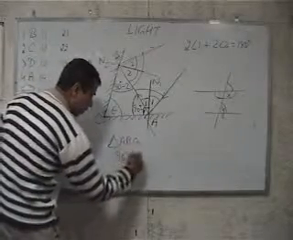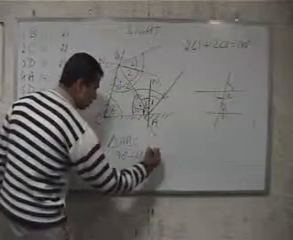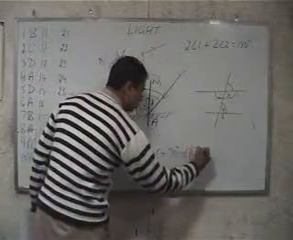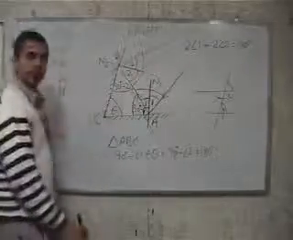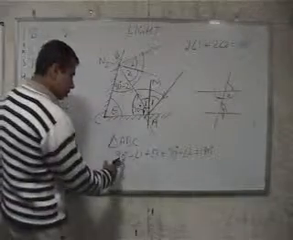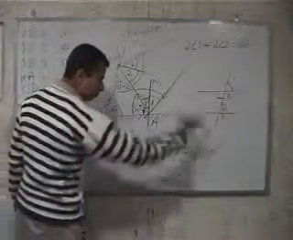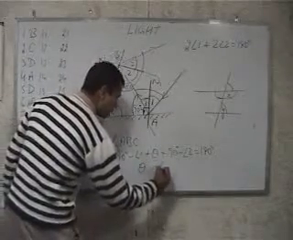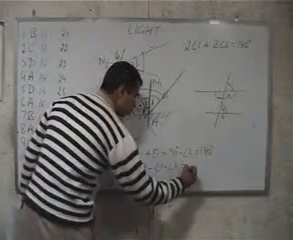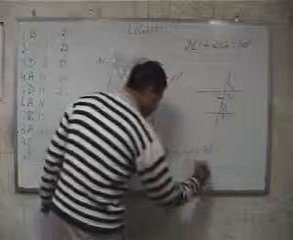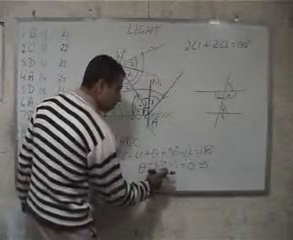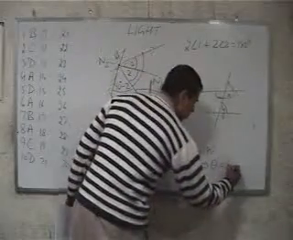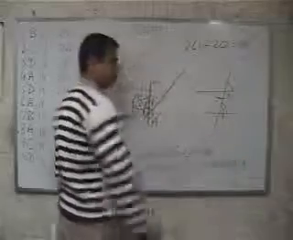90 degrees minus angle 1 plus theta plus 90 degrees minus angle 2 should be equal to 180 degrees. This 90 plus 90, 180, if we take it on the other side, it will become 0. So what we will get? Theta minus angle 1 minus angle 2 should be equal to 0. Or if I take minus angle 1 and minus angle 2 on the other side, minus on going on the other side becomes plus. So angle 1 plus angle 2 should be equal to theta.